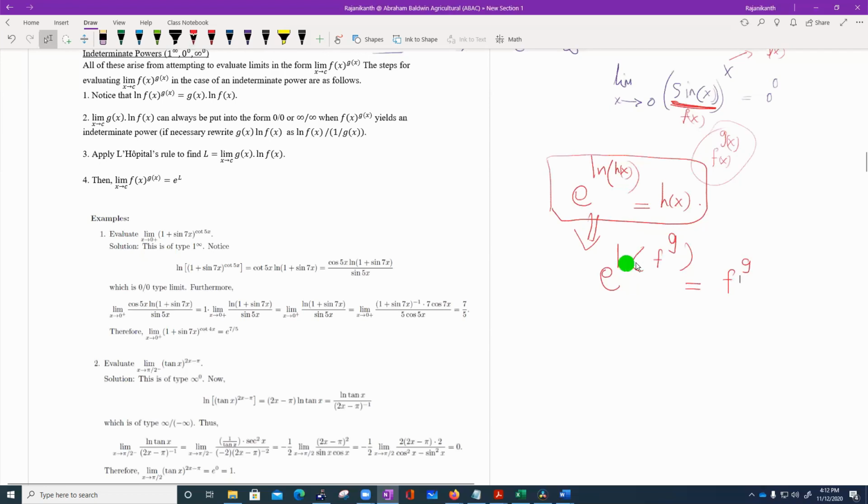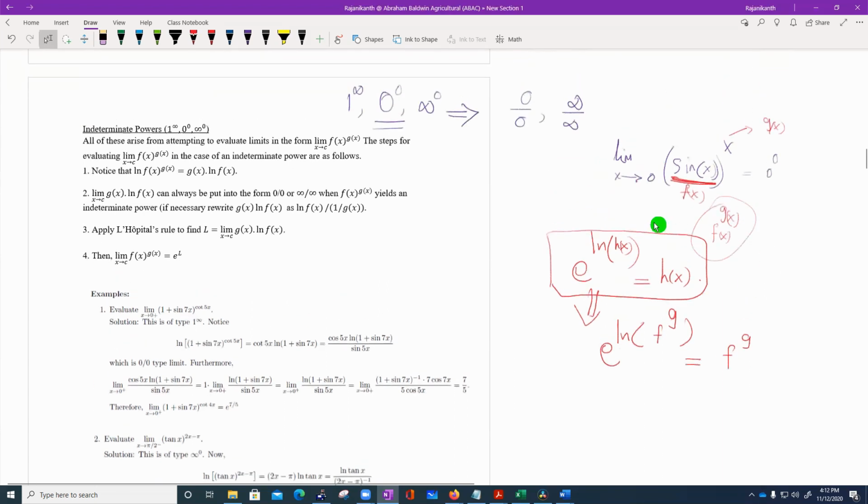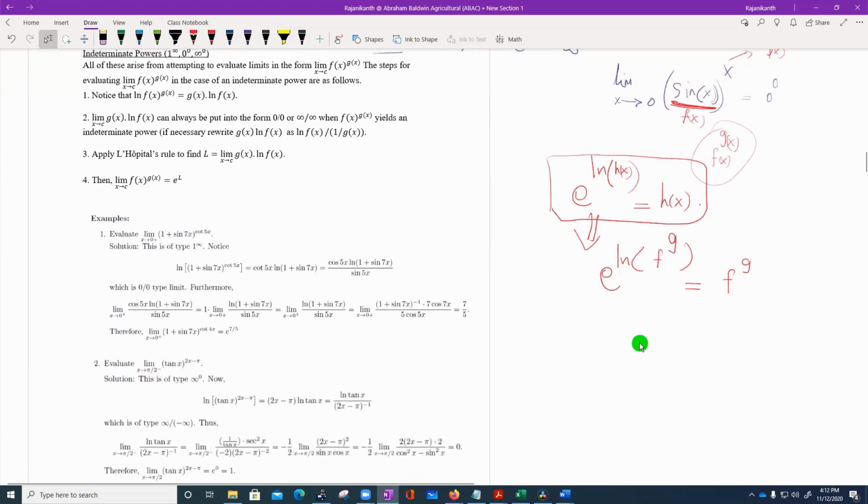Okay? So this is a very basic property we have for exponentials. If this is the case, now what do you want to do? You want to use some log properties. Okay? So now your task is what? Your task is to find the limit as x goes to 0 of that. So I'm only considering this function.